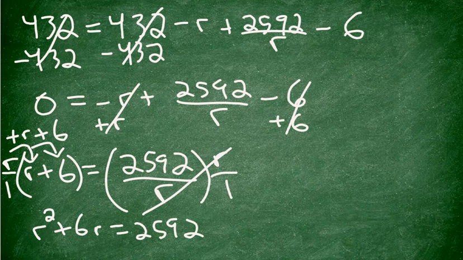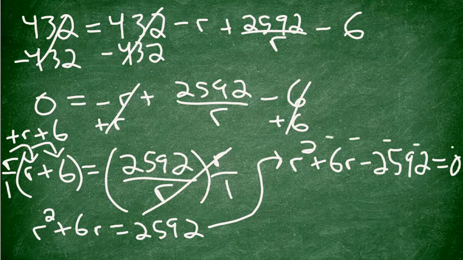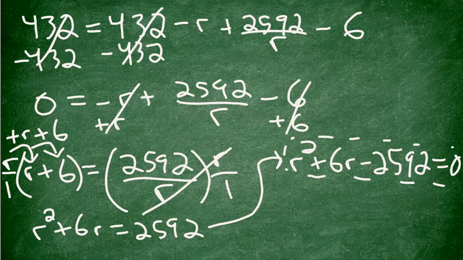So what I have now is a quadratic equation. And if you remember anything about those, I need to get it equal to 0 to solve. So I'm going to subtract 2592 and have it equal to 0. So here's my updated equation, if you will, that I need to solve. So typically how we do this, just like we've done in classes, I need to factor: two numbers that multiply to negative 2,592 and add to 6. So that's kind of difficult. So I'm going to break out the handy dandy quadratic formula.